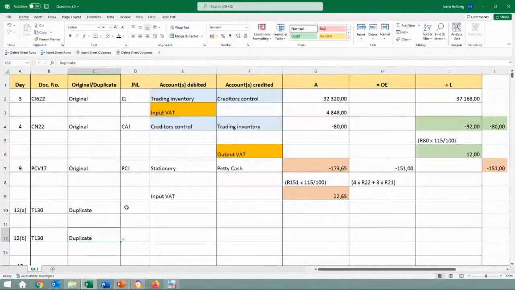Okay, so our journal number, we know this is a debtors journal because we sold it on credit. Okay, so now let's start with the first transaction, the sales. Now, because it's on credit, have I received the money yet?